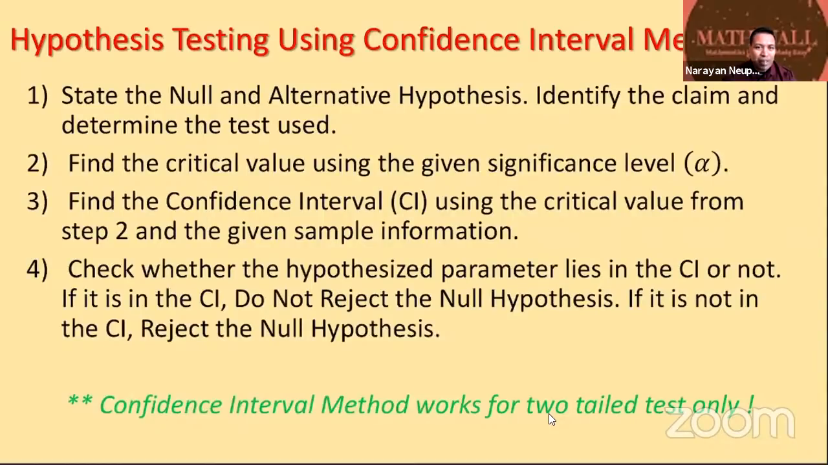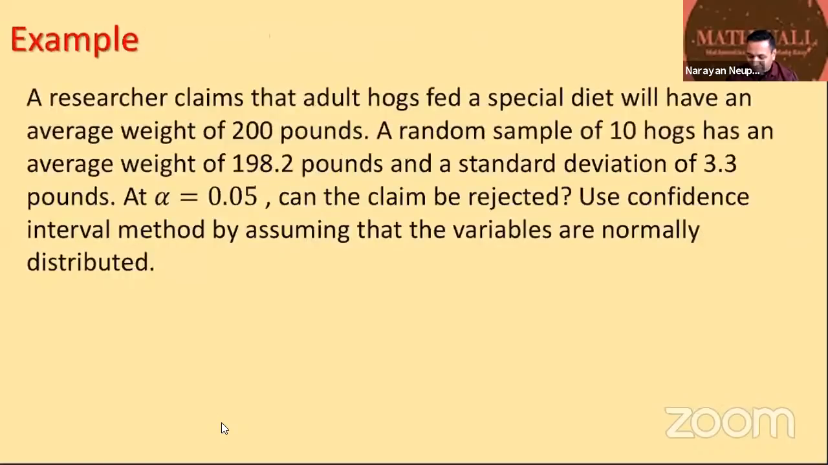conclusion. In the confidence interval method, one thing to note here is this method cannot be used for a one tail test. You cannot use it for a left tail test or right tail test. This is exclusively for the two tail test only. Okay, this is only for the two tail test. So let's take an example.